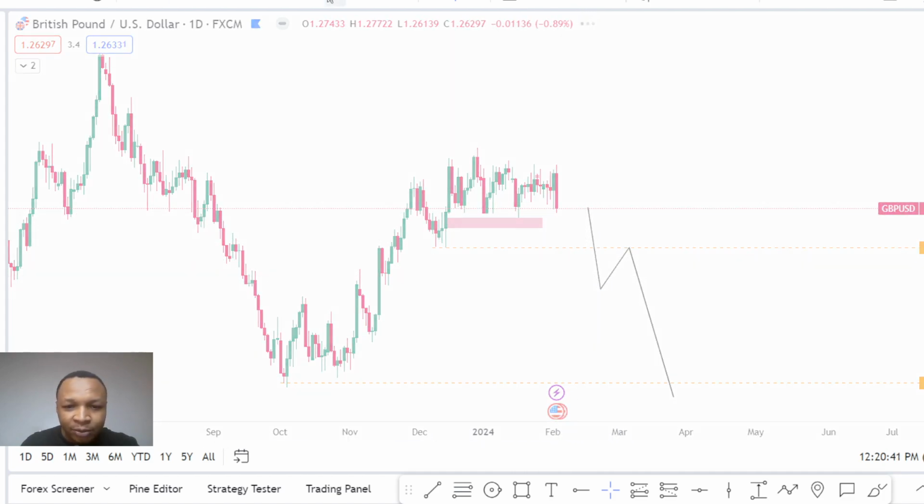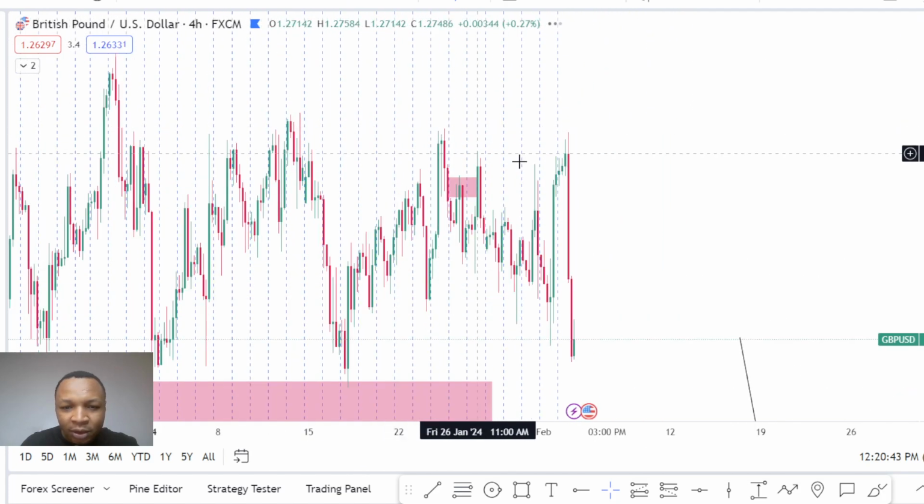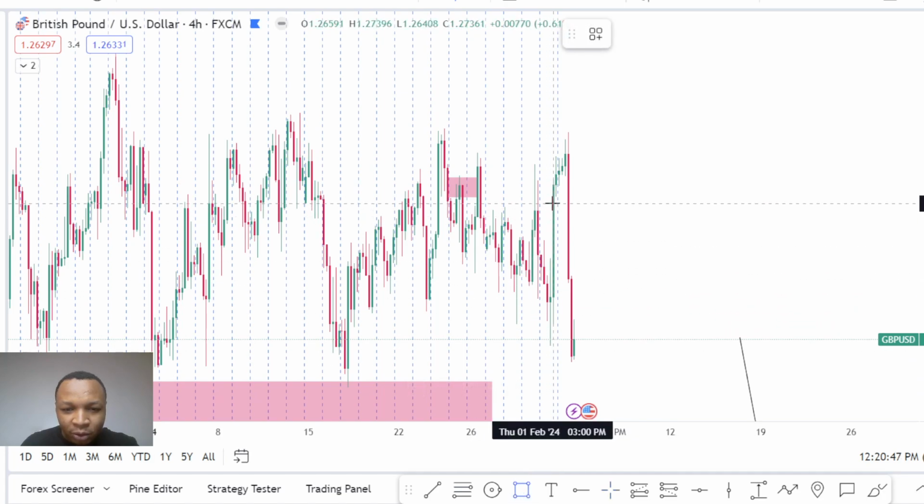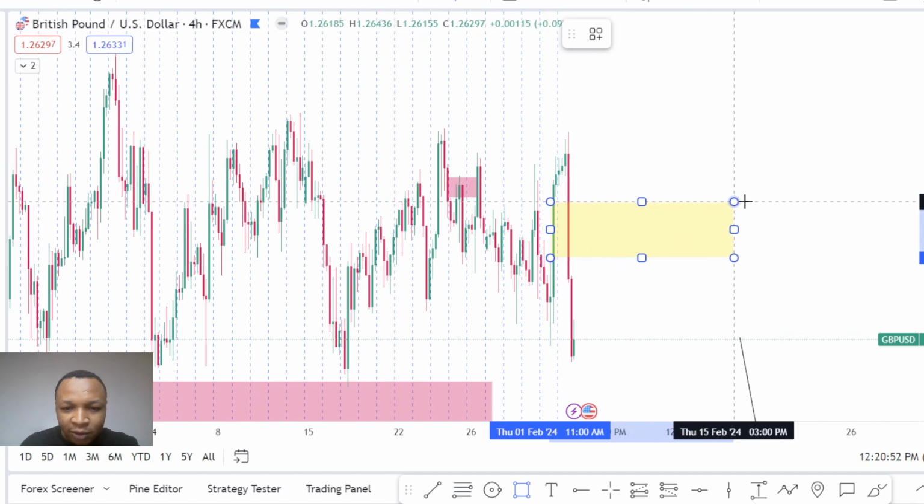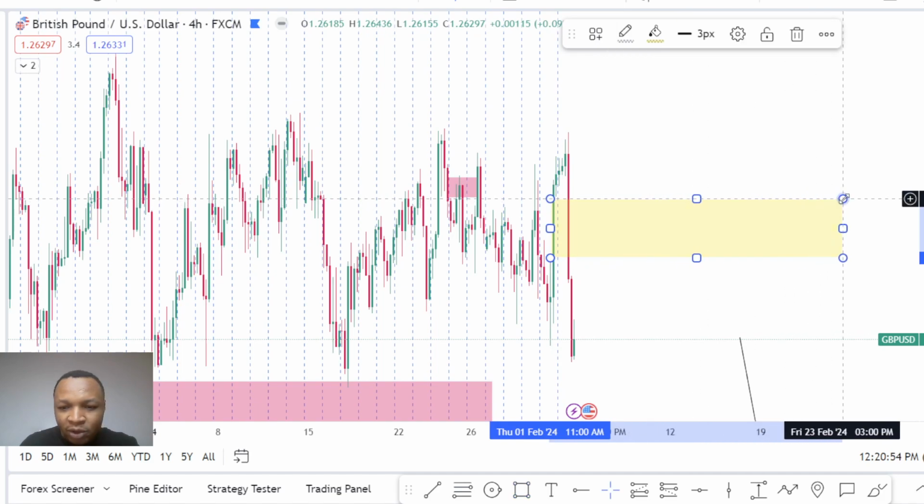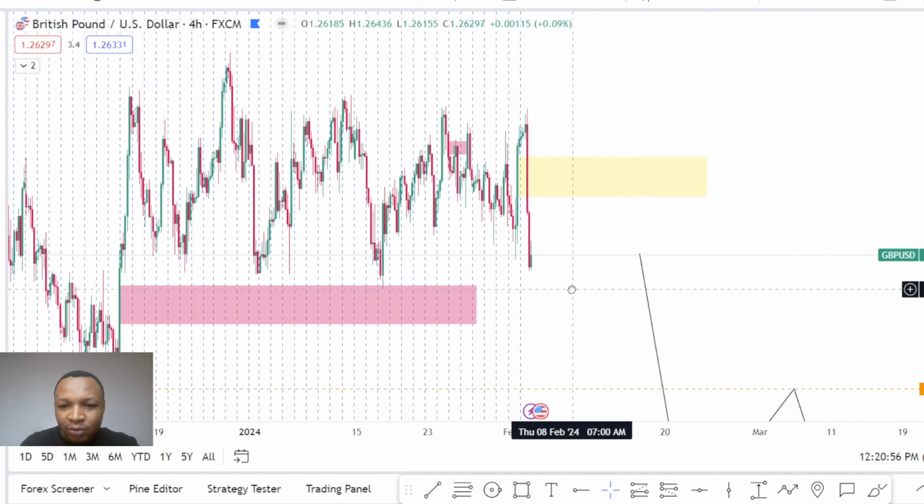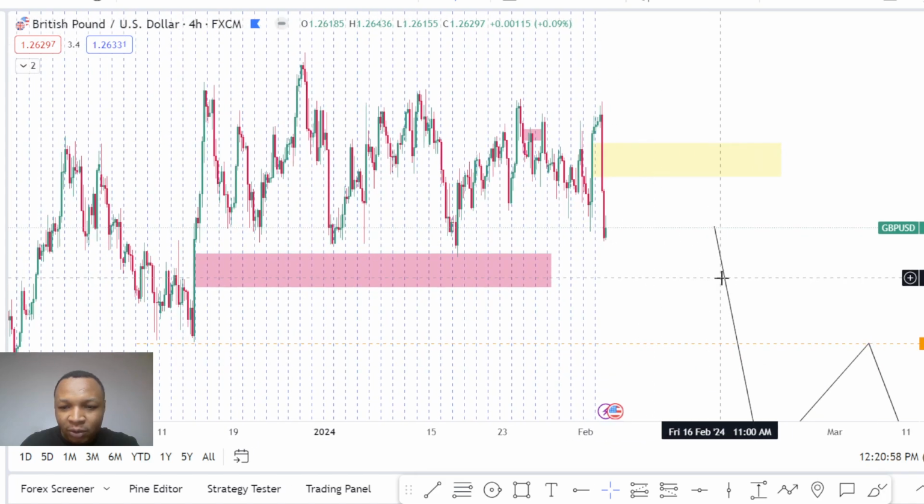So on the 4 hour time frame, would want to see the same thing, but on the 4 hour, we may see a quick retest before the continuation. And the retest, we're expecting it to be somewhere around here, this very huge fair value gap. We may see GBP/USD return to this fair value gap on the 4 hour time frame.